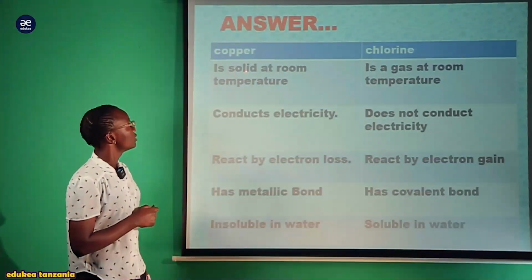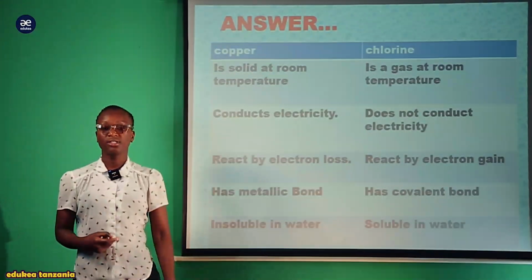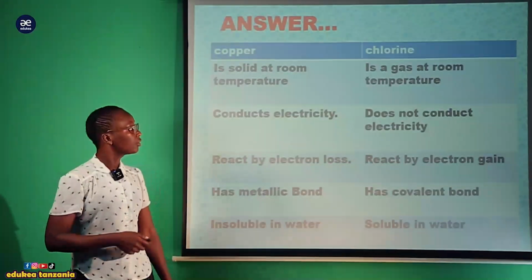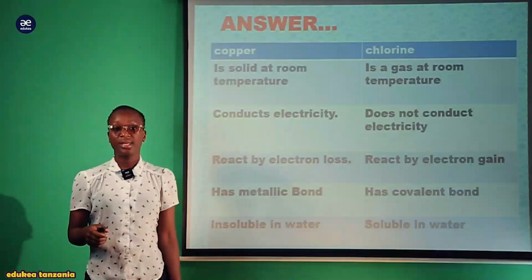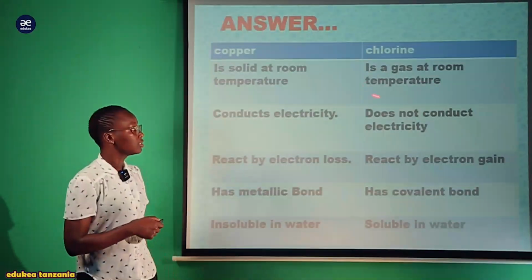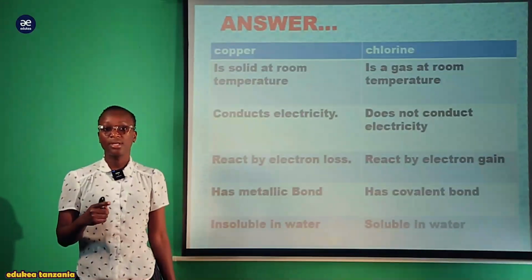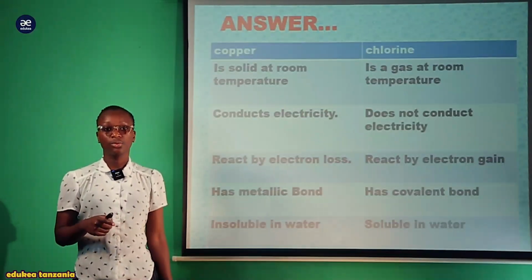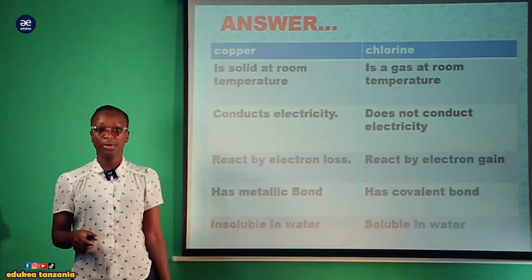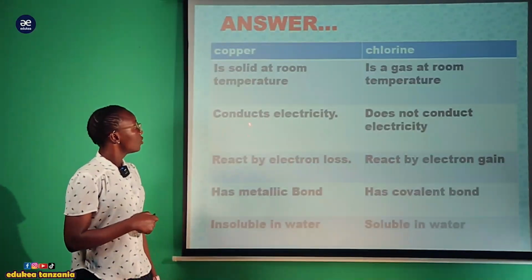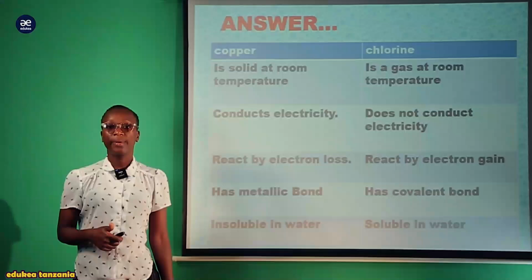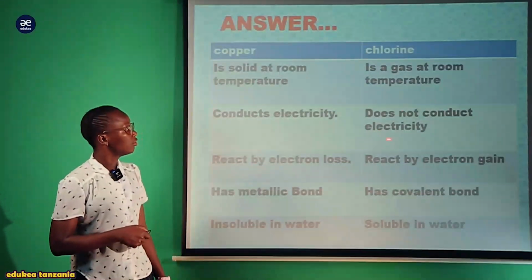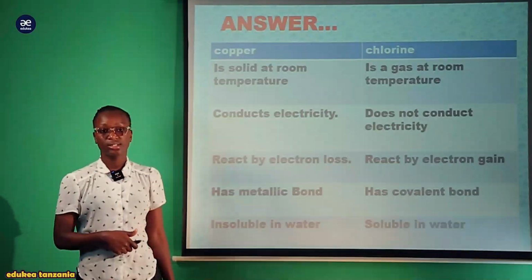Copper, the first one is solid at room temperature. Kwamba at room temperature solid obviously, copper inakuwa solid. Lakini ukija kwenye chlorine at room temperature ina exist as a gas kwa sababu ina exist kama diatomic element ambayo ni chlorine with two molecules of chlorine. Therefore another is conducting electricity. Kwamba this copper inakuwa na uwezo wa kuconduct electricity, lakini tunapokuja kwa this chlorine does not conduct electricity.